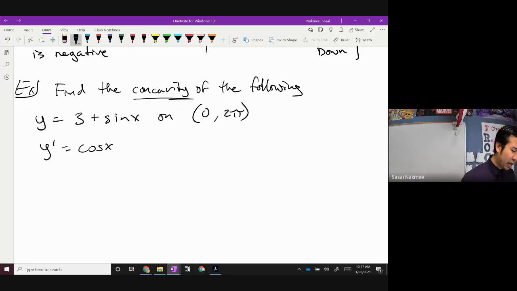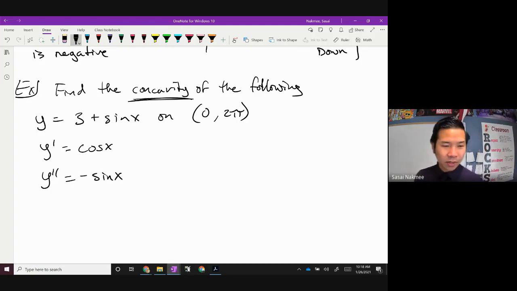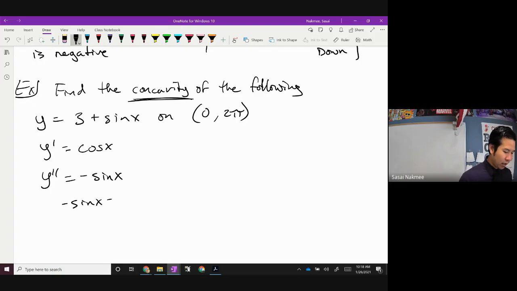And when you ask about concavity, you're looking at the second derivative of this. So I need to take the derivative again. What's the derivative of cosine? That's going to be negative sine x. And the question is, when does the second derivative change its sign? When does it go from positive to negative and negative to positive? Well, we need to see when this equals 0. When does sine x equal 0?